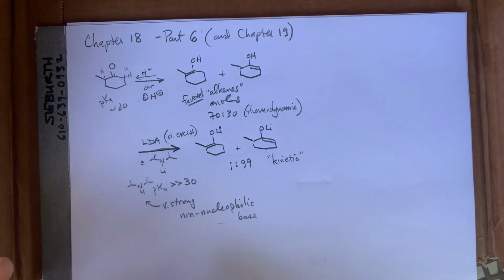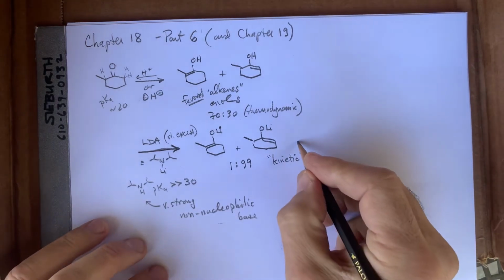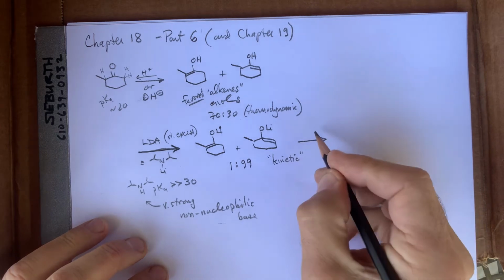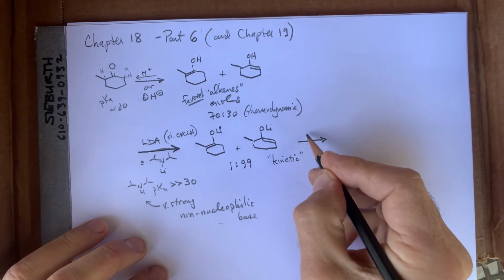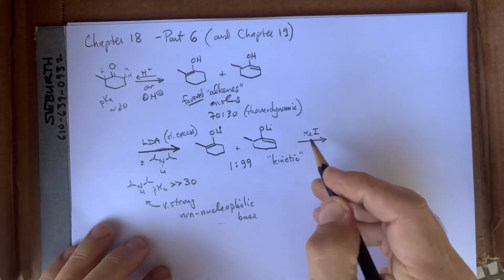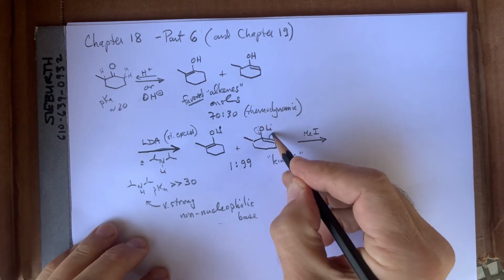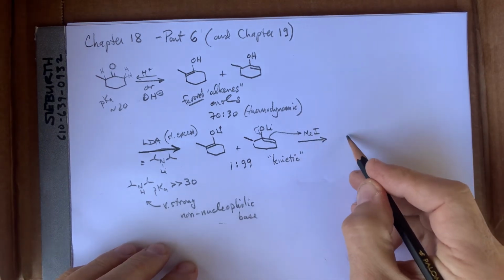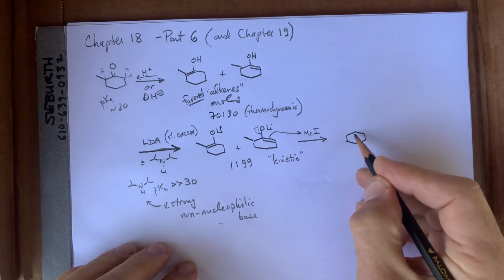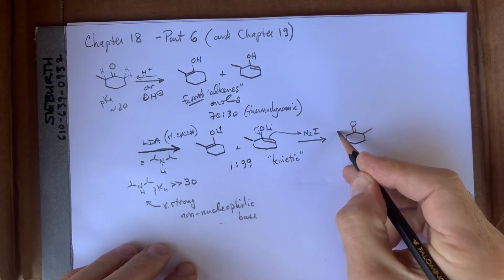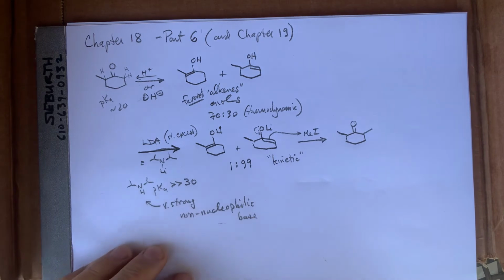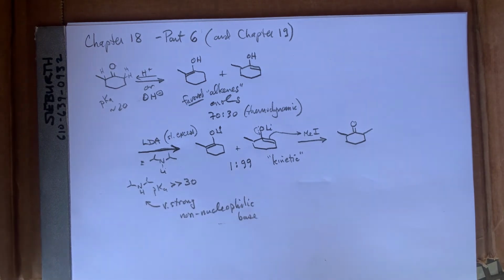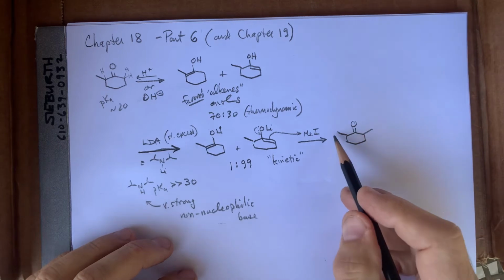And as your textbook says, if you then go in and add methyl iodide, you can do an SN2. Of course, this is an extraordinarily good SN2 substrate. And you can get 2,6-dimethylcyclohexanone. And of course, as I'm sure you've already thought about as soon as I said it, you can have cis and trans isomers here.